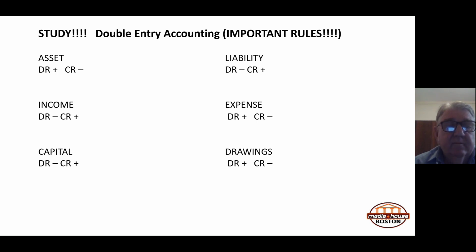Okay, if we take our bank, if we pay money out of our bank, we credit the bank, so money flows out, so the value of the asset decreases.